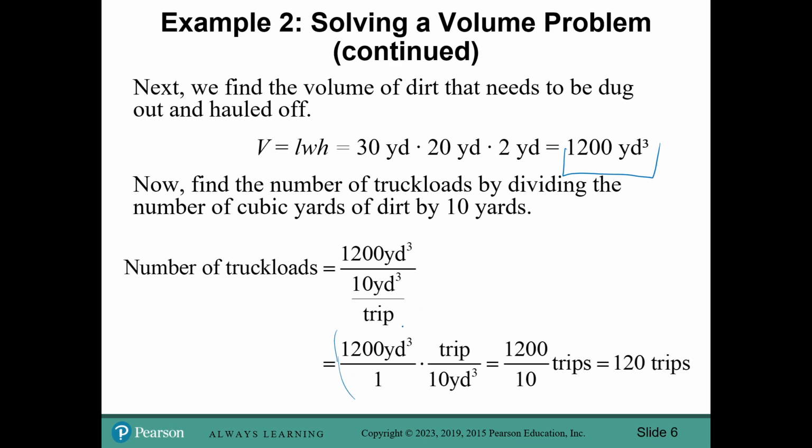We did it earlier this semester. We take the 1,200 yards cubed here, multiply it times the one trip for 10 yards cubed, basically just dividing 1,200 by 10 to give us the number of trips that we have to take. So it looks like it's going to take 120 trips. It's a lot of trips, right?